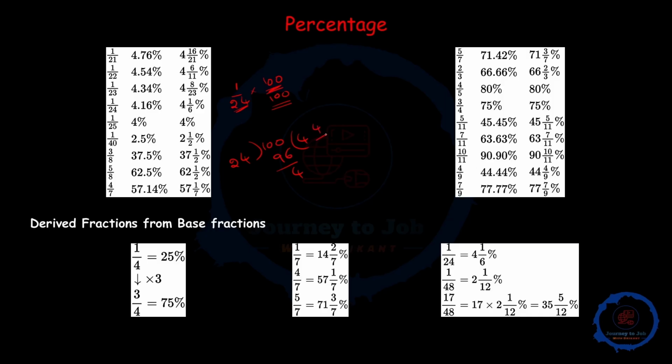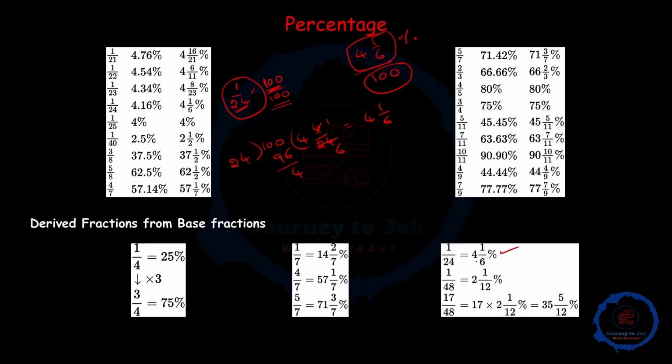Next, 4 by 24. So 4 1 ja 4, 6. This is equivalent to 4 1 by 6. So now the value of 100 by 24 is 4 1 by 6 by 100. So now the denominator is 100, so whatever the value there, the numerator will become the equivalent percentage to this fraction. So 1 by 24, you got 4 1 by 6 percentage.